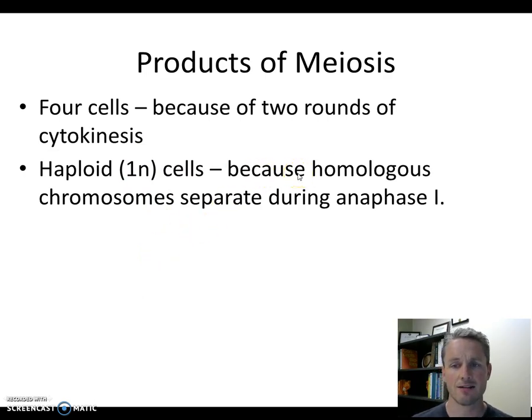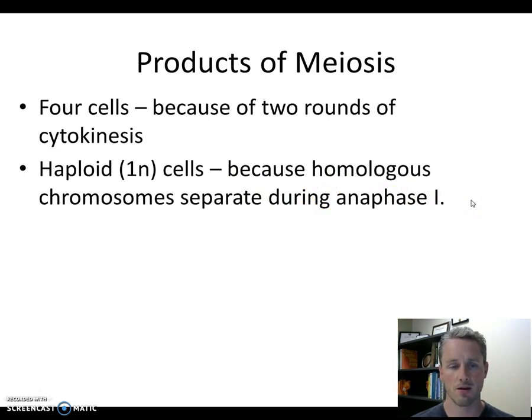Why did this happen? This is because during anaphase 1, we separated apart the homologous chromosomes. So this might be the hardest detail to understand about why the products of meiosis are different than those of mitosis. And we can think about this another time. But the reason these cells are haploid at the end is specifically because homologous chromosomes separated during anaphase 1.